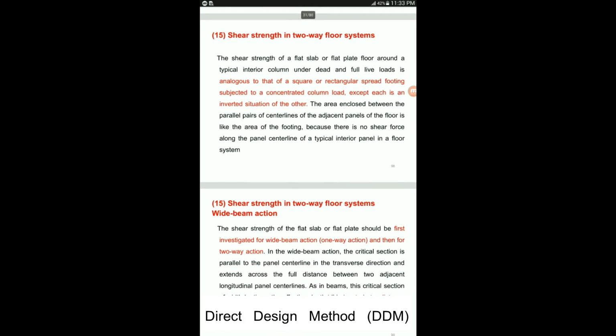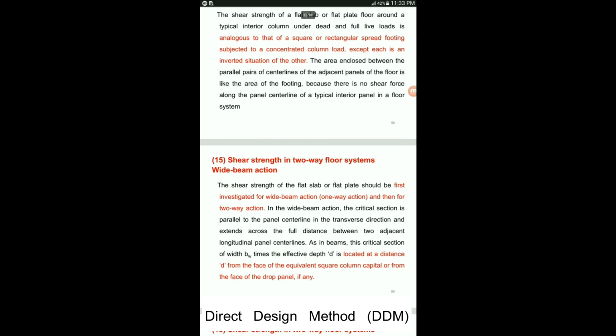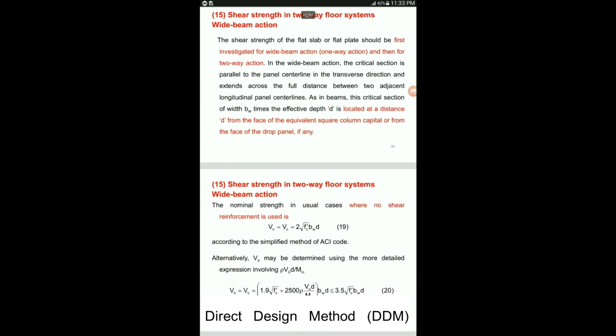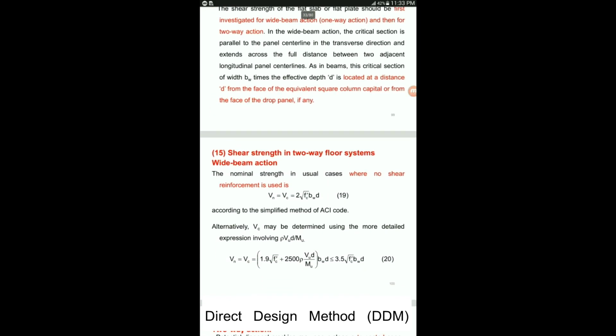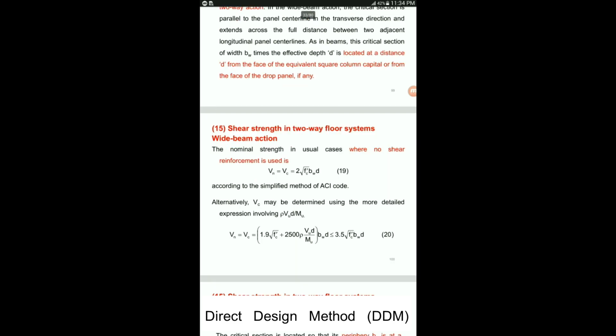Let's go through the theory. I just highlighted some of the important points here. So the first kind of shear failure which we have to check in the case of a two-way floor system is wide beam action, which is also known as one-way shear. The value of shear strength is equal to 2 root f'c into bw into d.